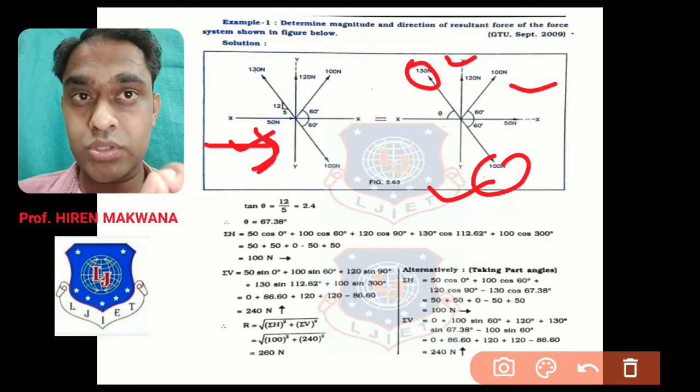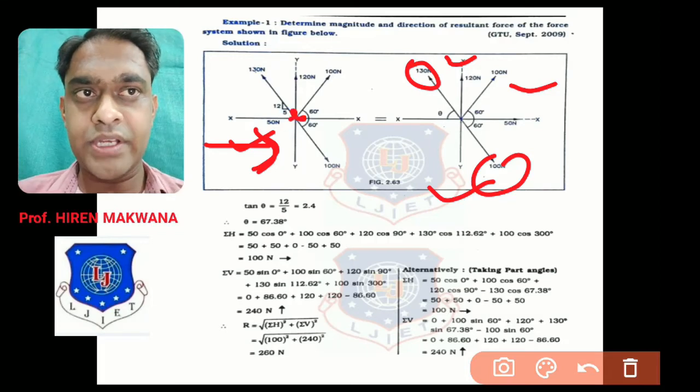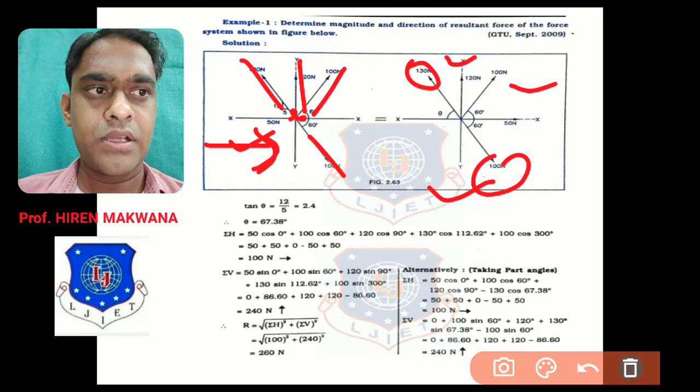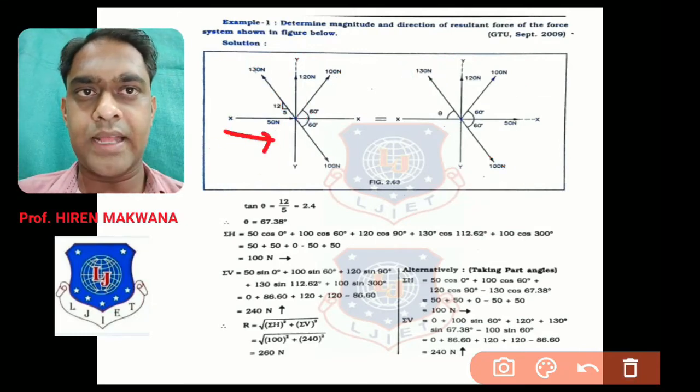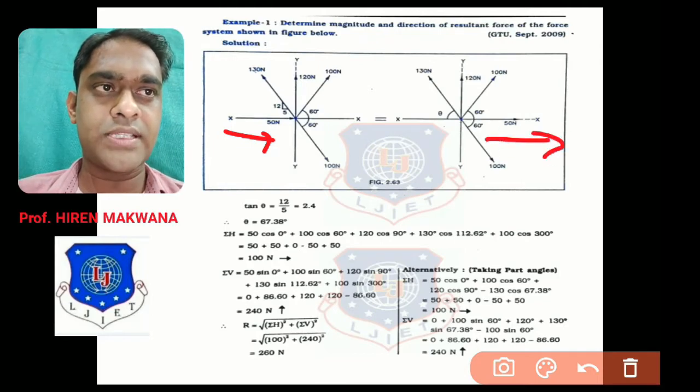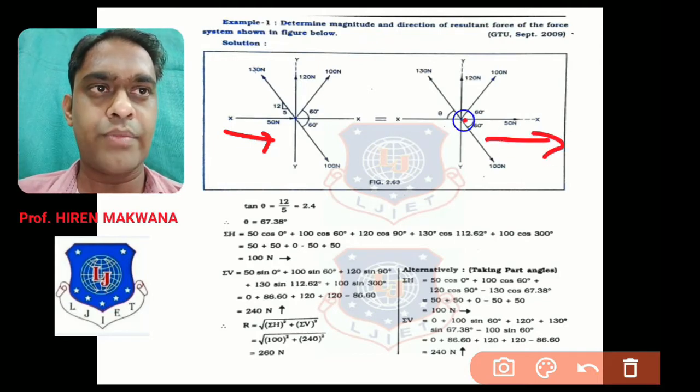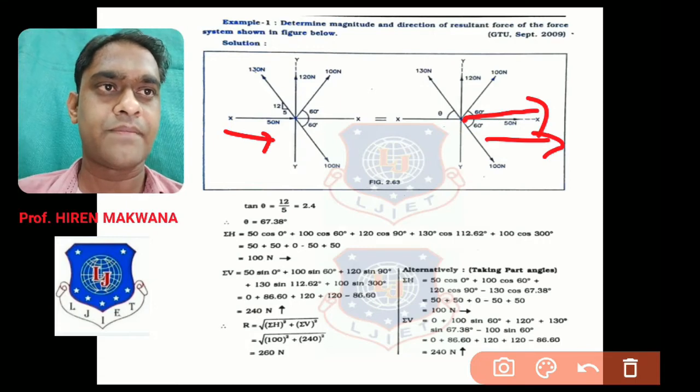So this is the most important topic. When at the origin 4 forces, 1, 2, 3, 4, all are tensile, but only this force is compressive, 50 Newton. So first make it tensile. So the 50 Newton force is now going towards right side. So make it tensile like this.